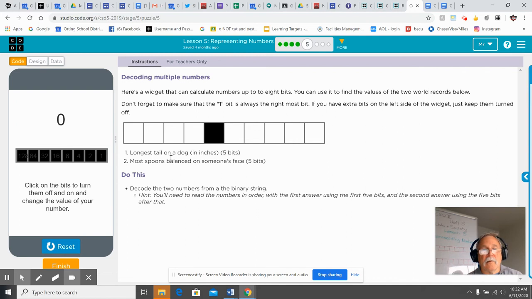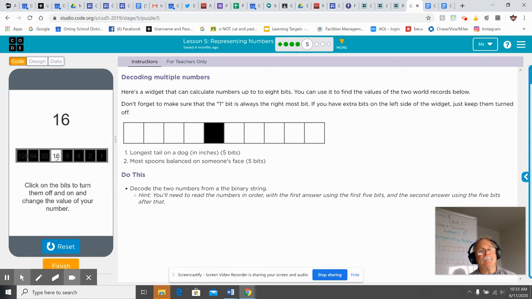Okay, so the first thing, longest tail on a dog in inches, 5 bits. Longest tail on a dog was 30 inches, right? Everybody should have gotten 30. So we want to find 30. We're doing 5 bits. So 1, 2, 3, 4, 5, 30 inches. So we start with this one. Oops, we start with this one. 1, 2, 3, 4, 5.